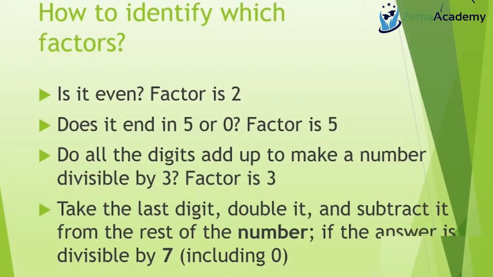And the last rule that I'm going to tell you about is one for 7. With 7, it's slightly complicated. You take the last digit of the number, you double it, and then you take it away from the rest of the number that's left without that final digit. And if the answer is divisible by 7, and that includes 0, then that means that you actually have a number that 7 is a factor of. I'll give you some examples.